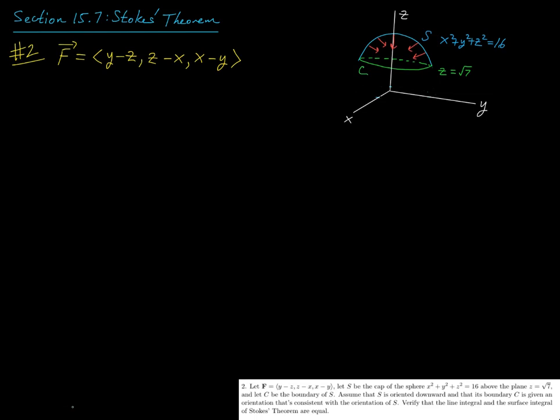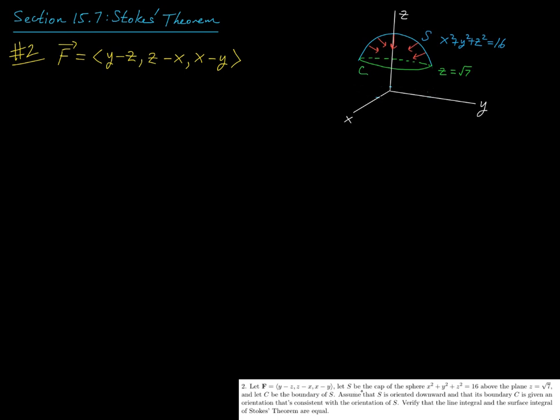All right, question 2, we have the vector field F, which is y minus z, comma z minus x, comma x minus y, and S here is the cap of the sphere x squared plus y squared plus z squared equal to 16, above the plane z equal to the square root of 7, and we're going to let C denote the boundary of S.